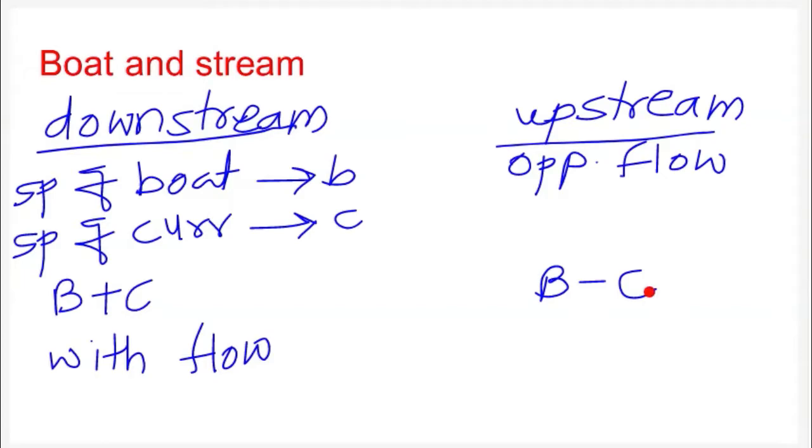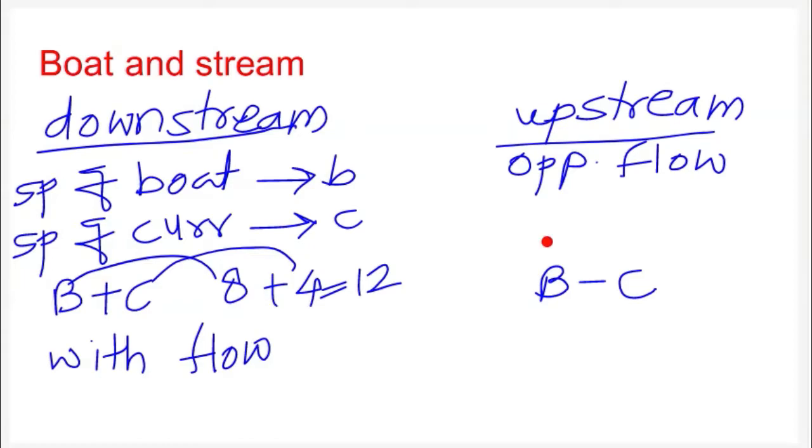For example, suppose speed of boat is 8 km per hour and speed of current is 4 km per hour. So 8 plus 4, you are going 12 km per hour, that is downstream. And when you are going against the flow, that is 8 minus 4, you are going 4 km per hour. This is a basic concept in boat and stream.